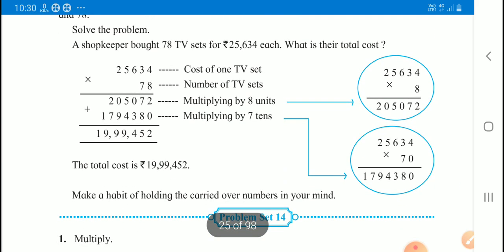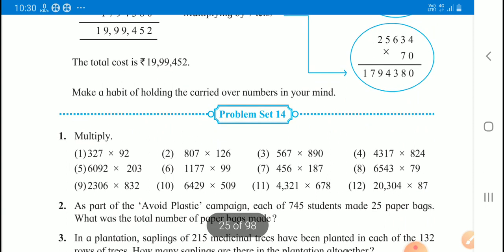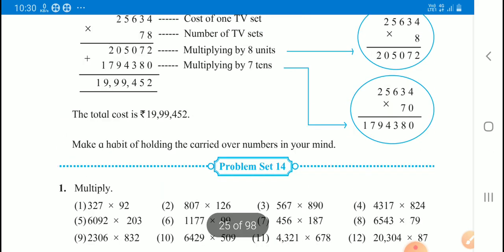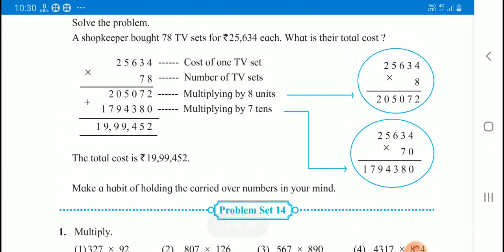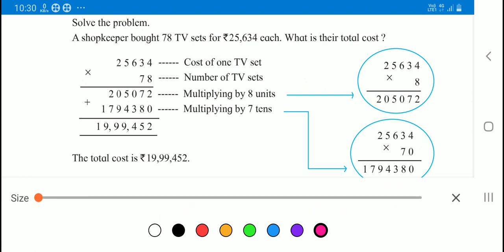Okay. Now here they given the multiplication of 5-digit number multiplied by 2-digit number. So we will take one multiplication from your book. Here they given 20,304 multiplied by 87. This same example we will solve. Okay.